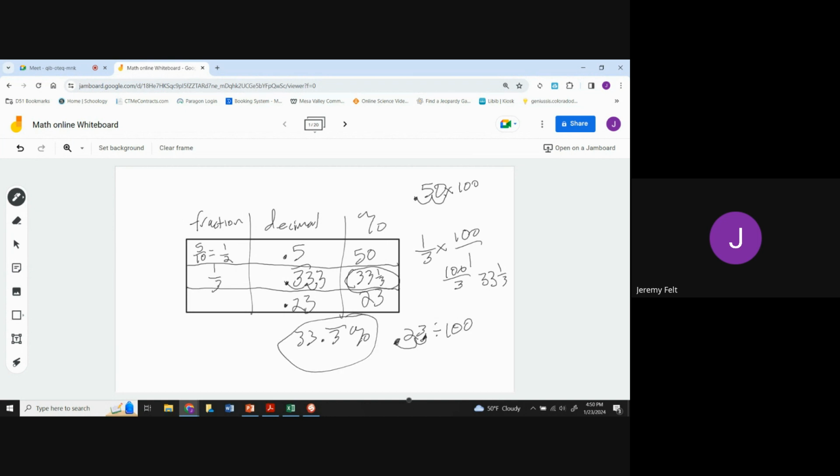And then back down here, 23%, 0.23 is a decimal. Well, this is 23 hundredths, so we can write it as that, and then no common factors, so that's actually as far as we can go. So we're done.